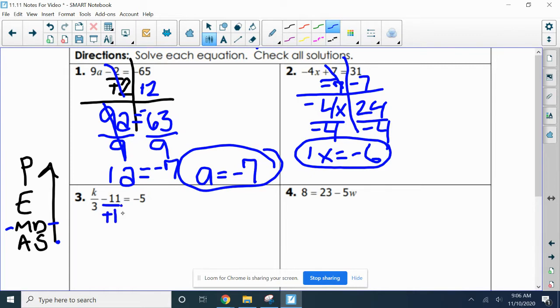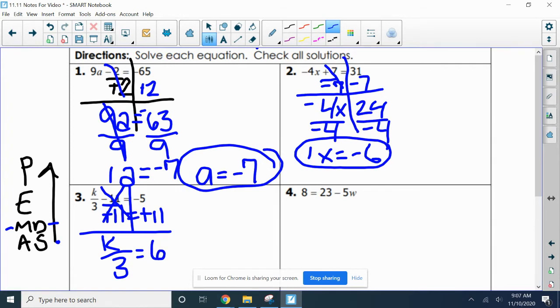So plus 11. I'm going to draw my line for where my equal sign is, so I make sure I'm only doing it on the left side and the right side. So plus 11 on the left and plus 11 on the right. Minus 11 plus 11 cancels. And we are left with k divided by 3 equals, I have negative 5 plus 11. When I have a positive and a negative, we know we're going to subtract and keep the bigger sign. So 11 minus 5 is 6. 11 is bigger, so it's going to be positive 6.